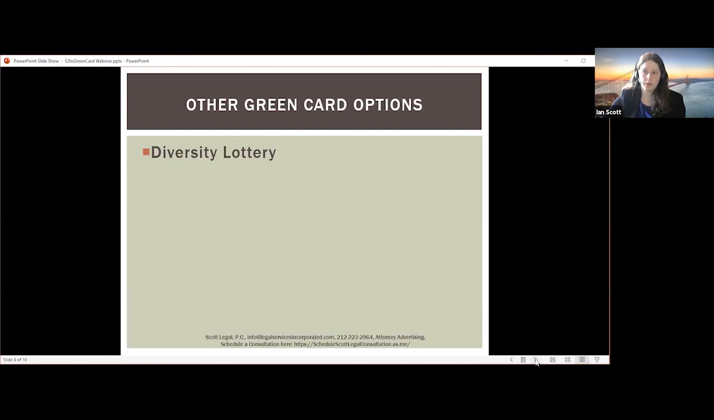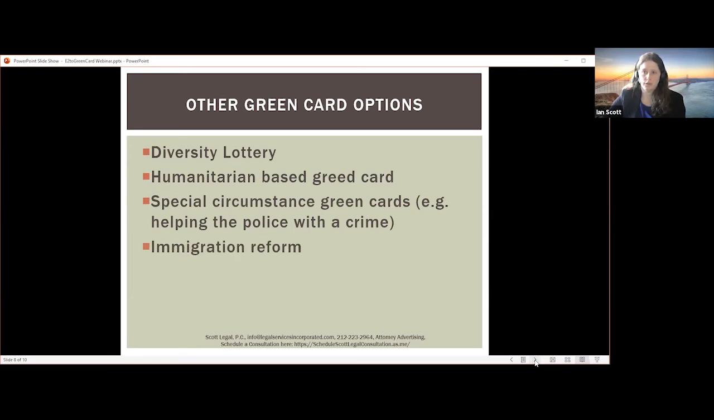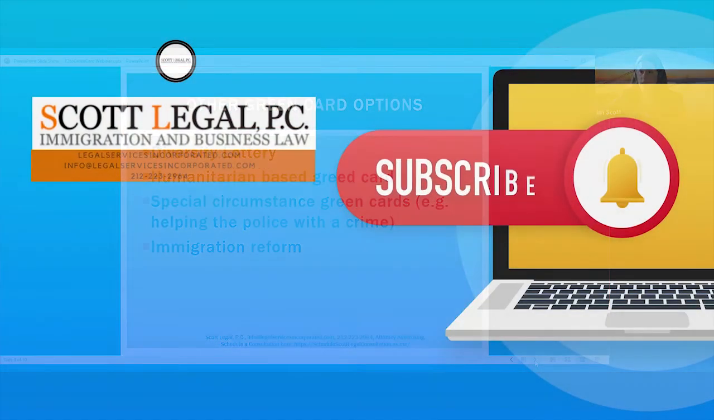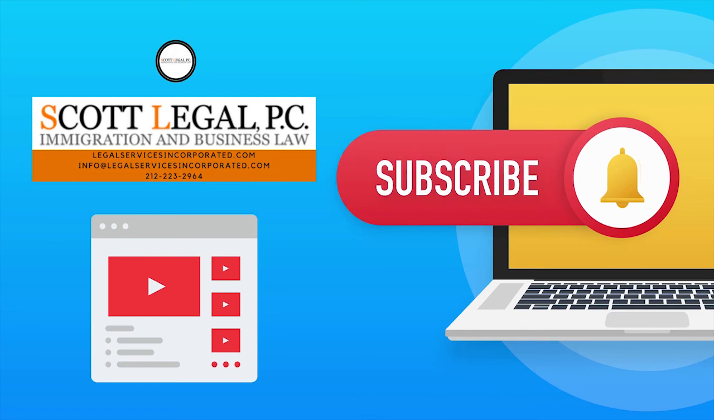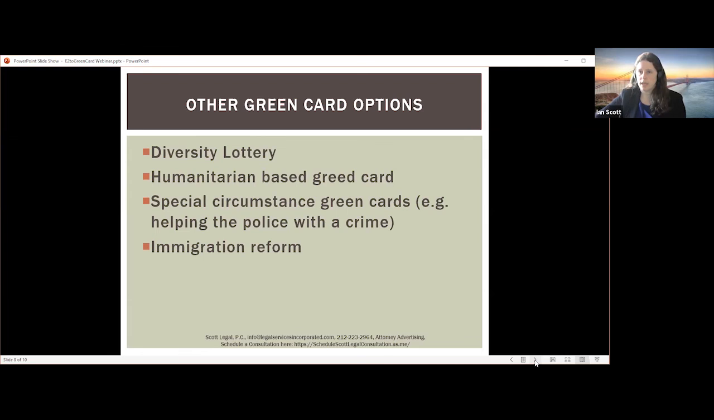There are also some other green card options that we won't go over in as much detail today, but I think are good to mention. One is the diversity lottery. This is something that you can apply for each year. There are certain countries that are eligible, so you want to take a look and see if you're eligible for that, and you can enter that without jeopardizing your E-2 status. If you're not selected, it's fine. It doesn't damage your ability to renew your E-2 in the future.